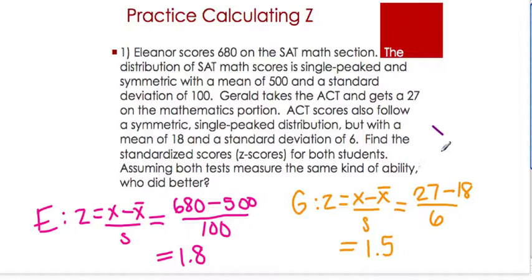Z-scores allow us to compare apples and oranges. Just looking at it, I can't tell if Eleanor's 680 is higher than or lower than Gerald's 27. I can't directly compare those two. But z-scores allow me to do that. I can see that Eleanor's z-score of 1.8 is higher than Gerald's z-score of 1.5. So assuming that both tests measure the same kind of ability, it does appear that Eleanor did better.